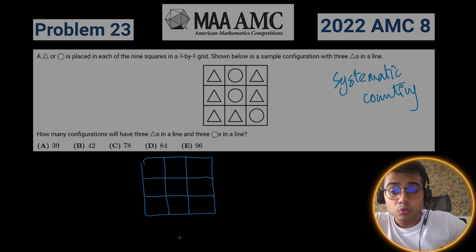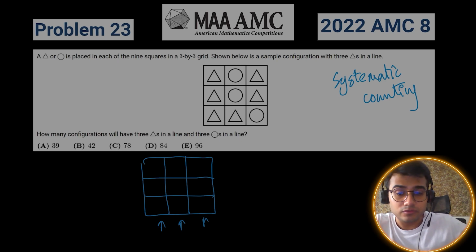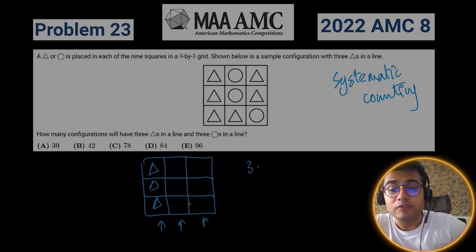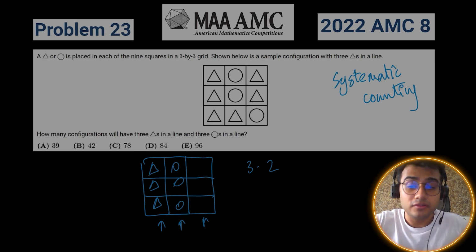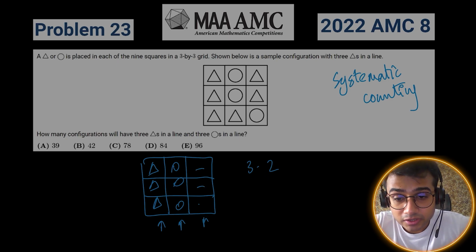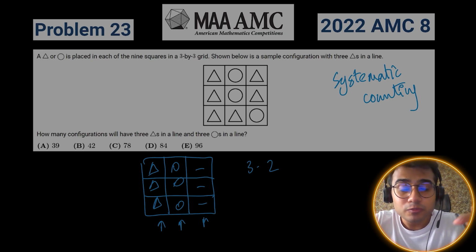So we have 3 choices to place the column of triangles. So let's say we place that here. Then after that, we have 2 choices for the column of circles, right? So we have 2 choices for that, and then that gives us a total of 6 choices for placing the triangles and the circles.